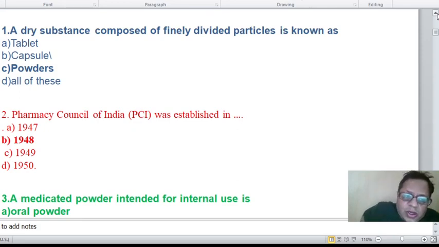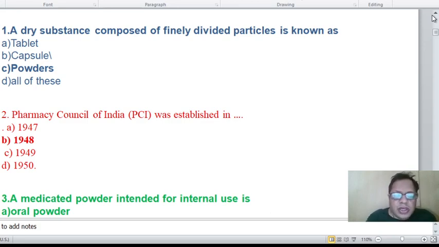We all know that tablet, capsule and powder, they all are dry, but they are not finely powdered particles. So in question number one, answer C is correct, which is actually the powder, which is a finely divided solid substance and is used as a dosage form also. Question number two, the Pharmacy Council of India was established in 1948.